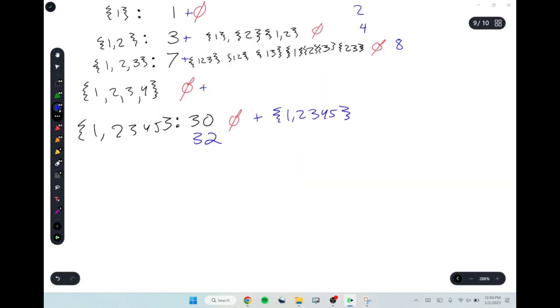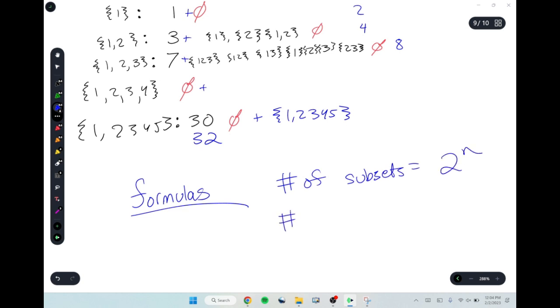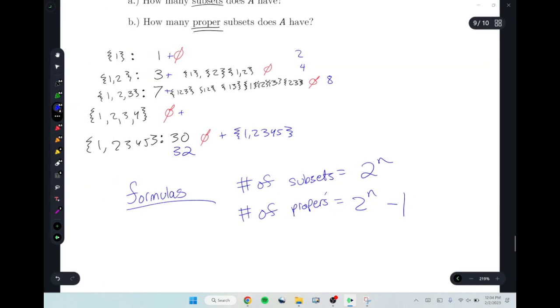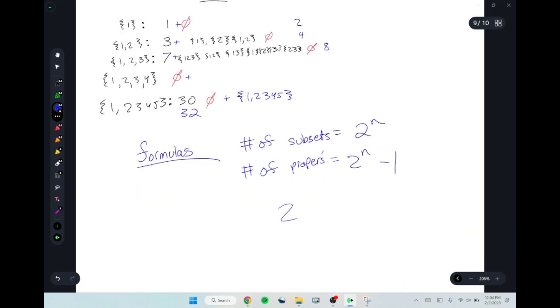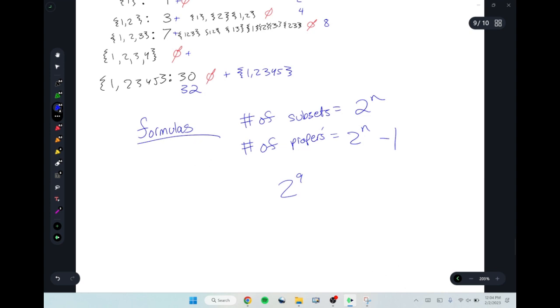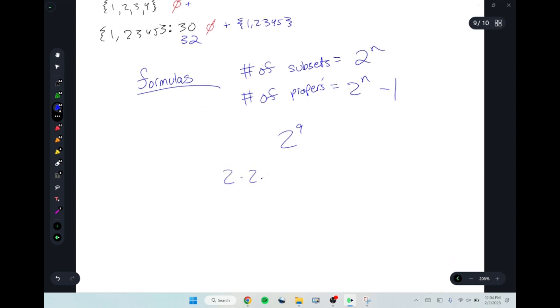Okay. So we've got our formulas now, and we didn't even know them, and it wasn't even in the book. The number of subsets is 2 to the n, and the number of propers is 2 to the n minus 1. So now, 2 to the 9th, right? What's 2 to the 9th? That's awful. 2 times 2 times 2 times 2 times 2 times 2 times 2 times 2 times 2. 1, 2, 3, 4, 5, 6, 7, 8, 9.